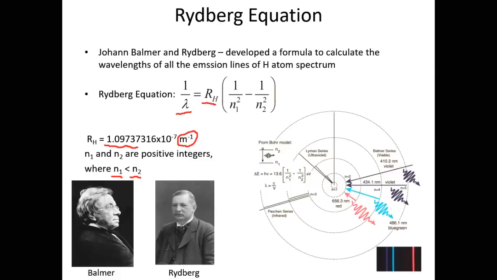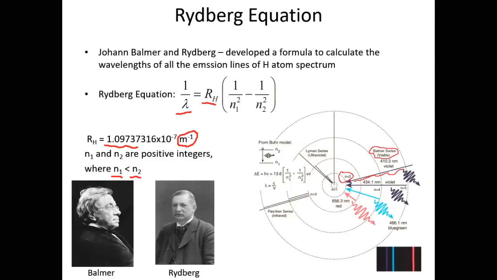So let's look here. We have a few things. The Balmer series are transitions in the visible spectrum. And for the Balmer series, all the transitions end in n equals 2. So again, the greater the difference in energy levels, the greater the energy, the shorter the wavelength.